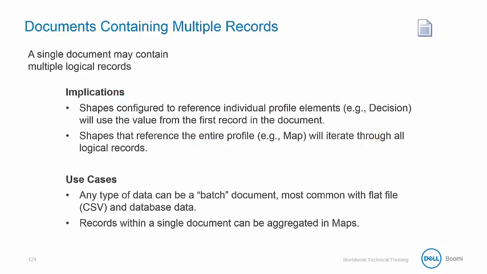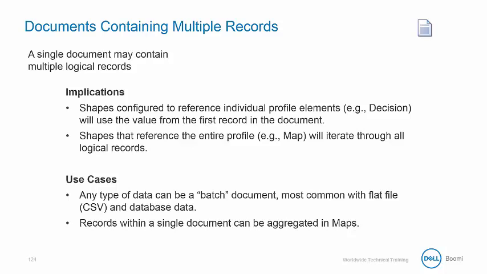Now to the concept of a single document that contains multiple records. A document with multiple logical records moves through the Boomi process as a single document. These can be formed when documents are read in through a connector or grouped together in a data process shape as part of the process.